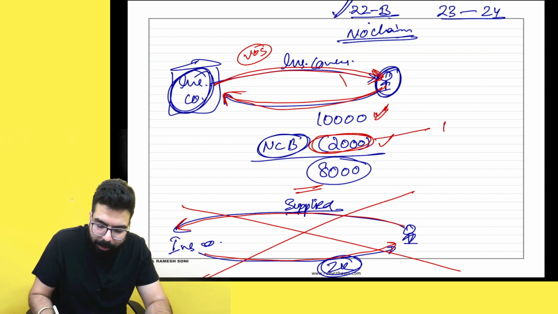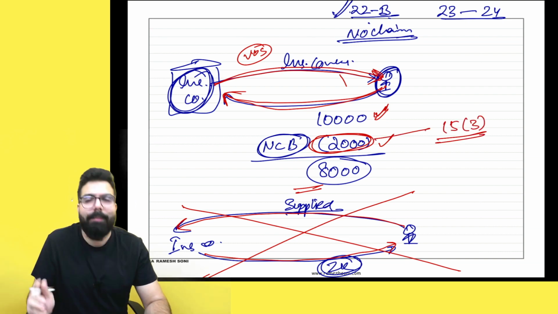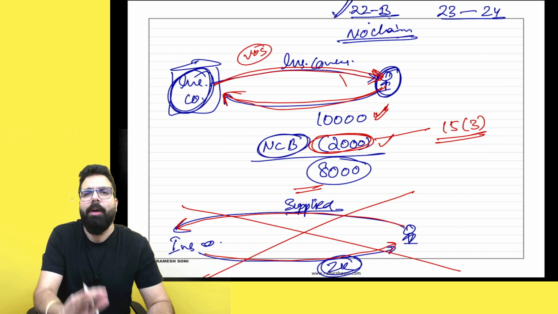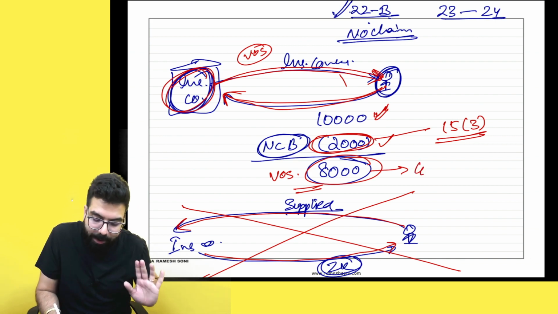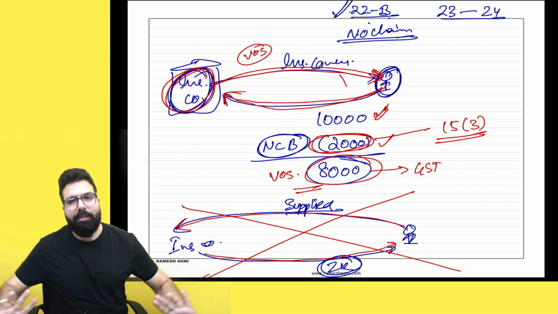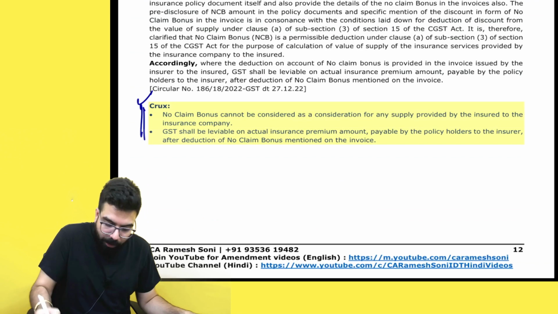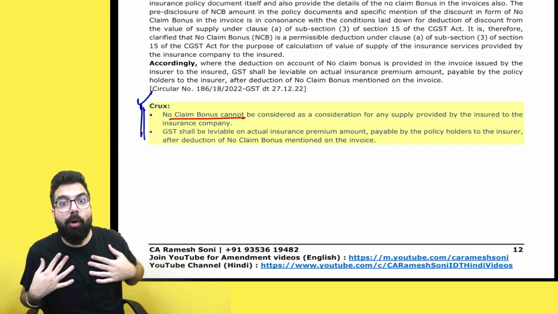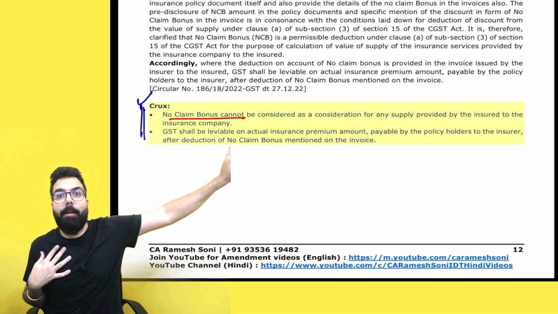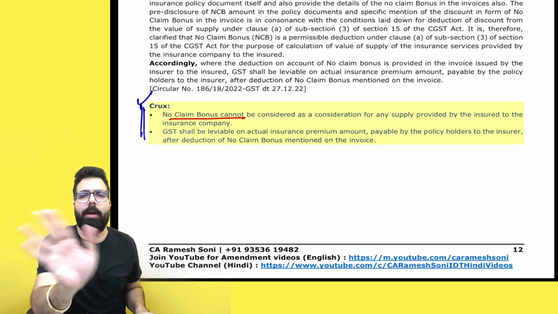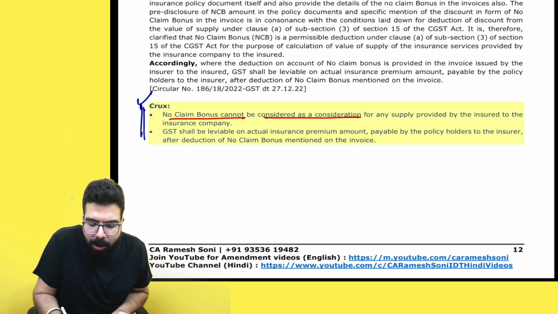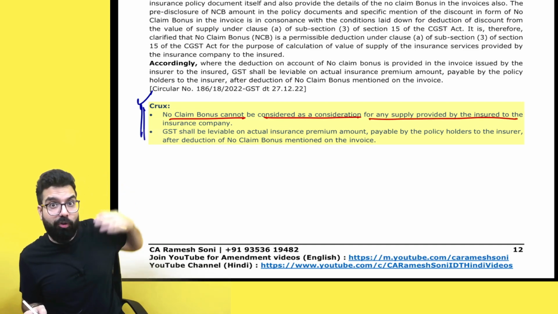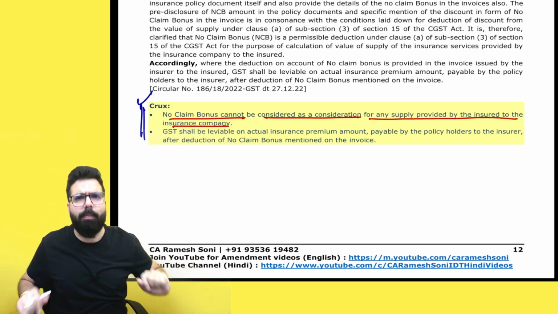It is section 15(3), a deductible amount, and hence the value of supply will be 8,000 and the insurance company will simply charge GST on 8,000 rupees. That's all. The clarification came that no claim bonus: number one, I have not provided any service to the insurance company for which it is giving me no claim bonus. No, sir, no. No claim bonus cannot be considered as consideration for any supply provided by the insured to the insurance company. I have not provided any service.